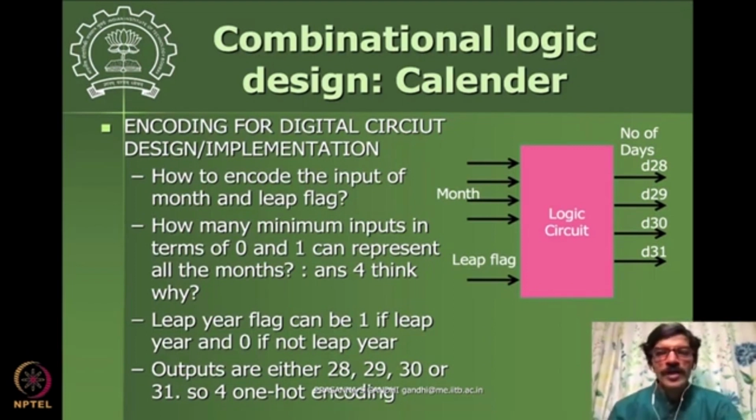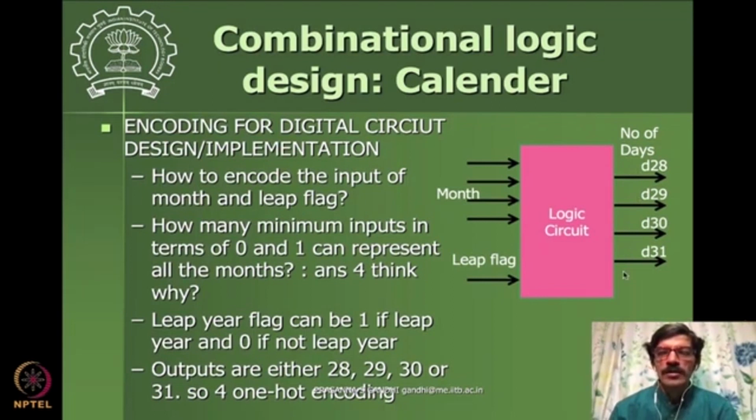And then the leap year flag can be 0 or 1. If it is a leap year, it is 1, and if it is not a leap year, it is 0. And then the number of days output could possibly be 28, 29, 30 and 31. Only 4 possibilities exist for the number of days.